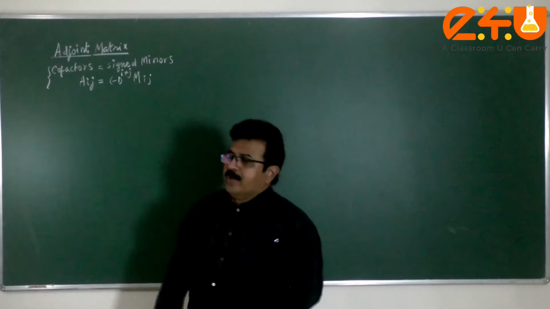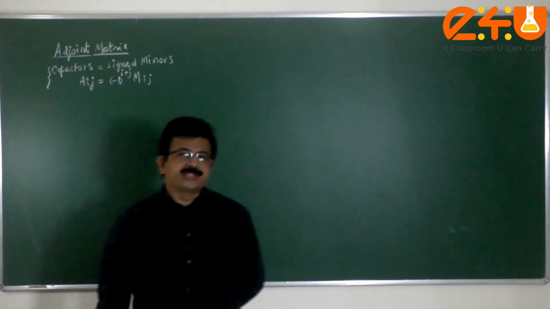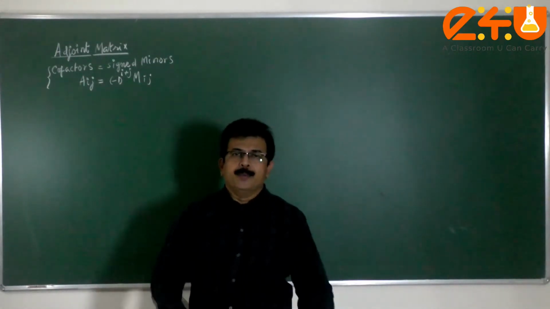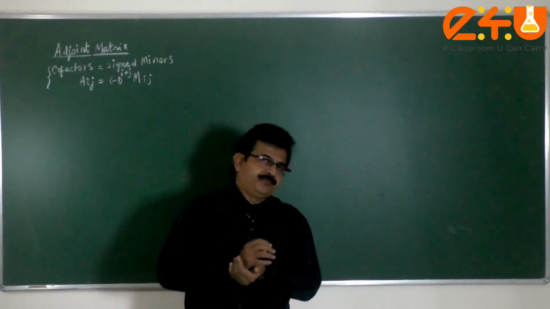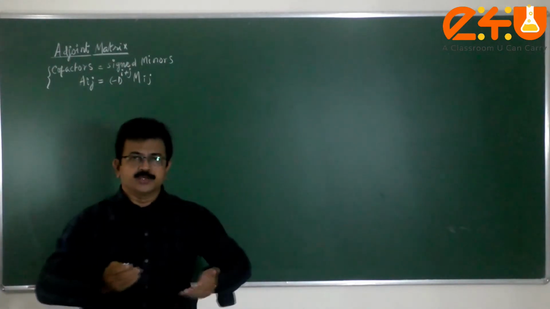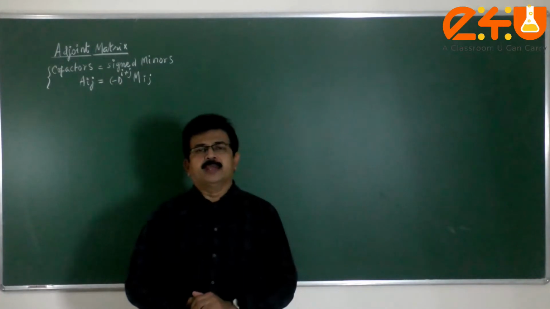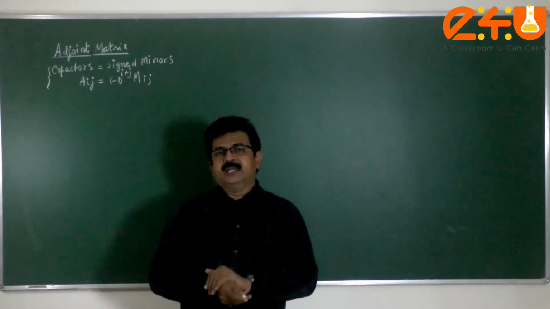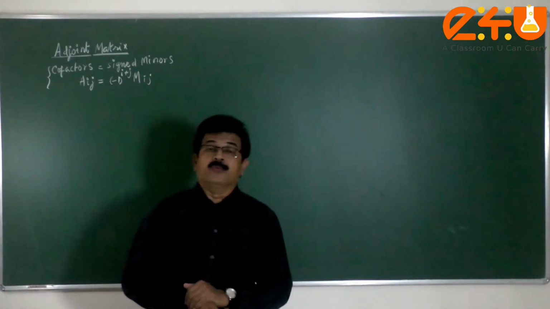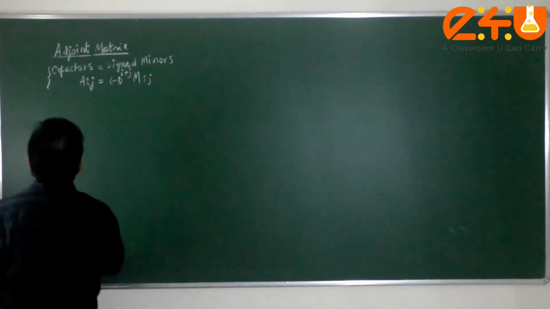Now I am going to demonstrate how to prepare the adjoint of a given square matrix. First of all, consider the matrix made of all the cofactors. For example, if we take a 2 by 2 matrix, there are altogether 4 elements, so 4 cofactors, and you can replace every element with the corresponding cofactor. That gives you the cofactor matrix. So let us see how that is done.